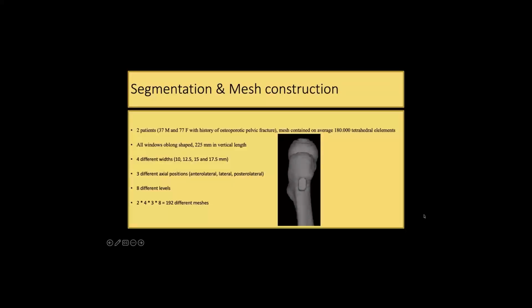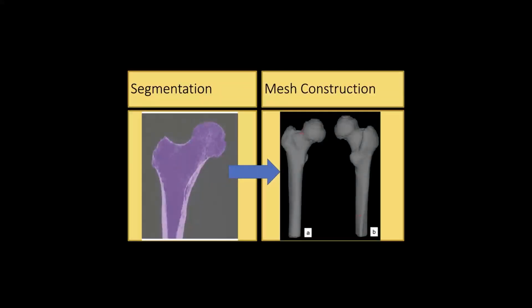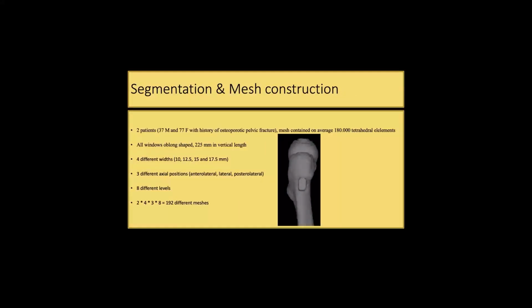So we started with segmentation and mesh construction. For this study, we had 2 patients. One was a 37-year-old male, and the second one was a 77-year-old female. The older lady had a history of an osteoporotic pelvic fracture. So we segmented their CT scans like seen here, and then we created native meshes first. And these meshes contained on average 180,000 tetrahedral elements.